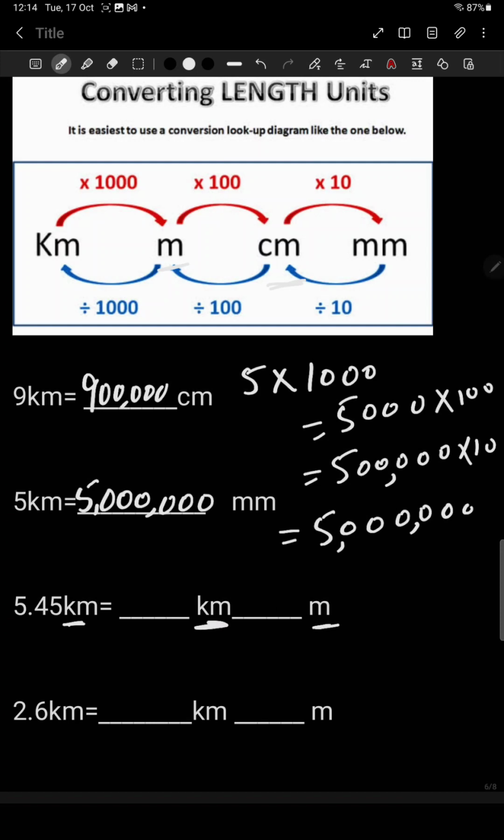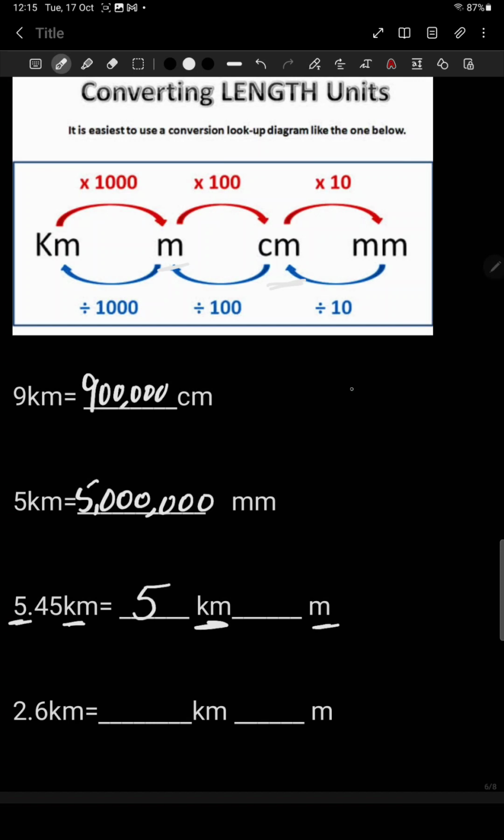So what we need to do: before the decimal it is already in kilometer, so we will write 5 over here. Now 0.45, which we need to convert into meter. We are going to convert from kilometer to meter, so we will multiply by 1000. So our answer will move 3 places towards the right side, so it will give us 450. So over here we will write 450.